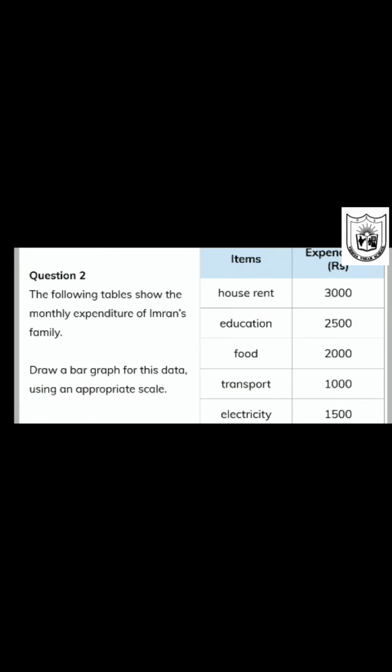We have taken a scale of 200 and we have drawn this bar graph according to the data provided to us. In 1998, what was it? 600 bicycles were sold. 1999, 400. In 2000, 800 bicycles. 2001, 1200 bicycles. 2002, how many were sold? 1000 were sold.